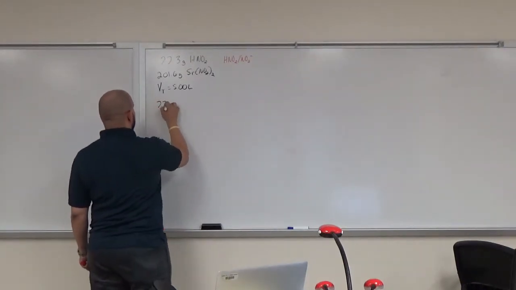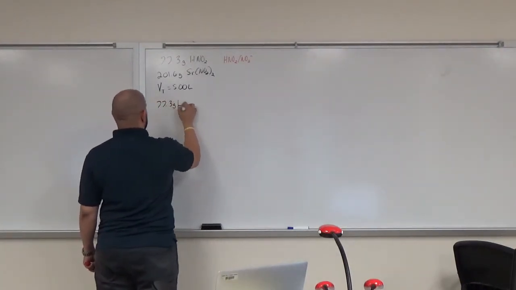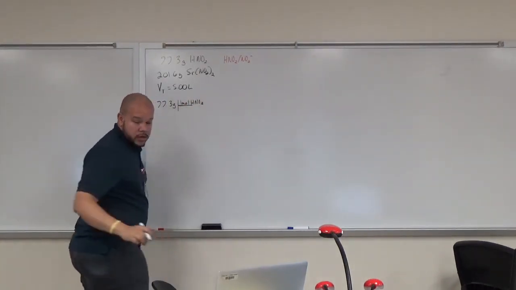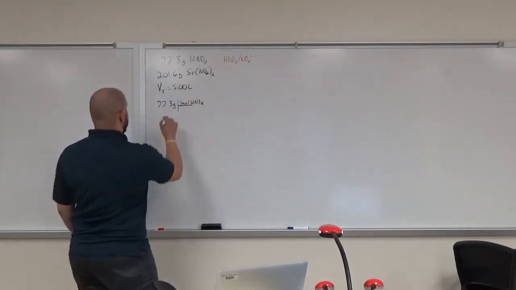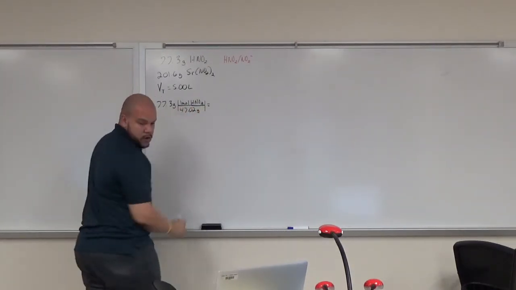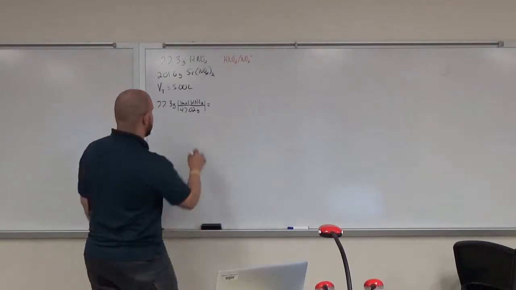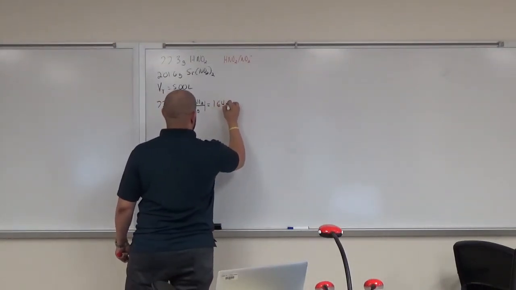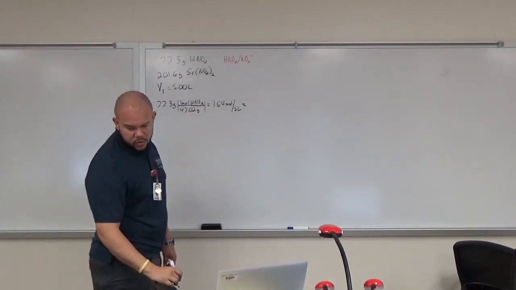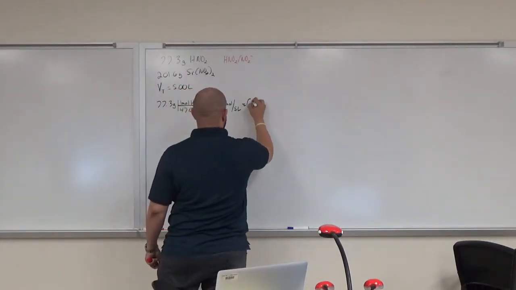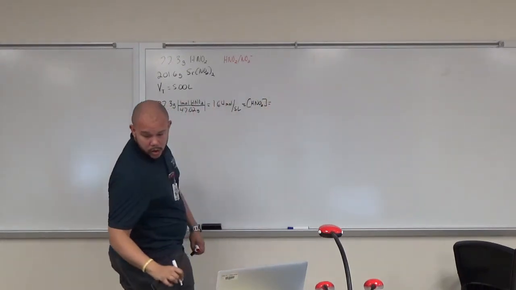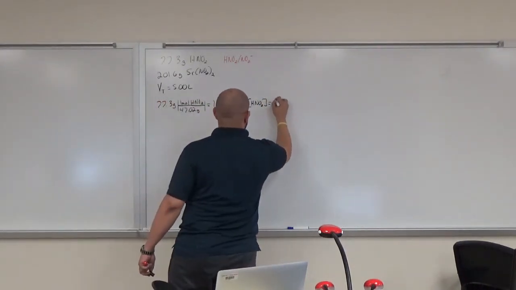So 77.3 grams, 1 mole of HNO2 is equal to 47.02 grams, and we have a number of moles equal to 1.64 over 5 liters, and we have a concentration of HNO2, excuse me, equal to 0.328.